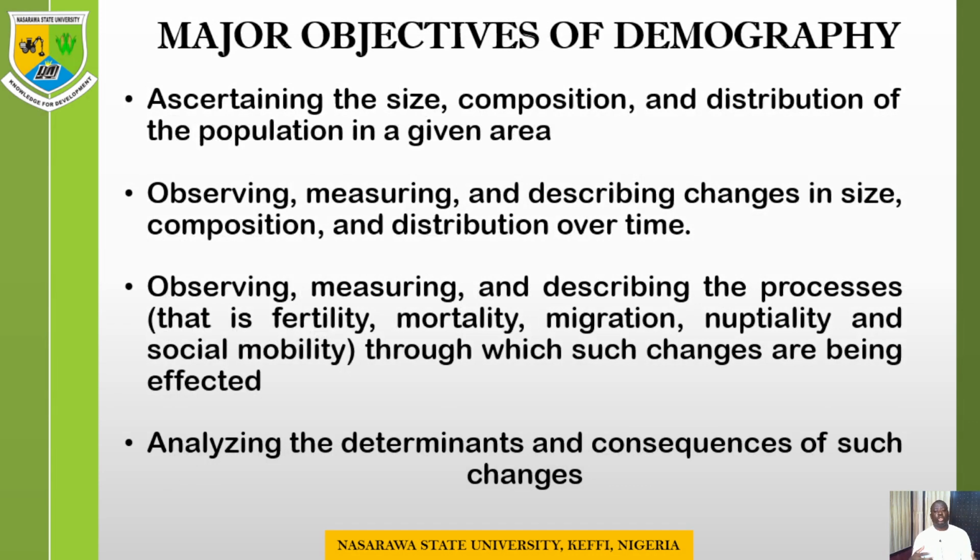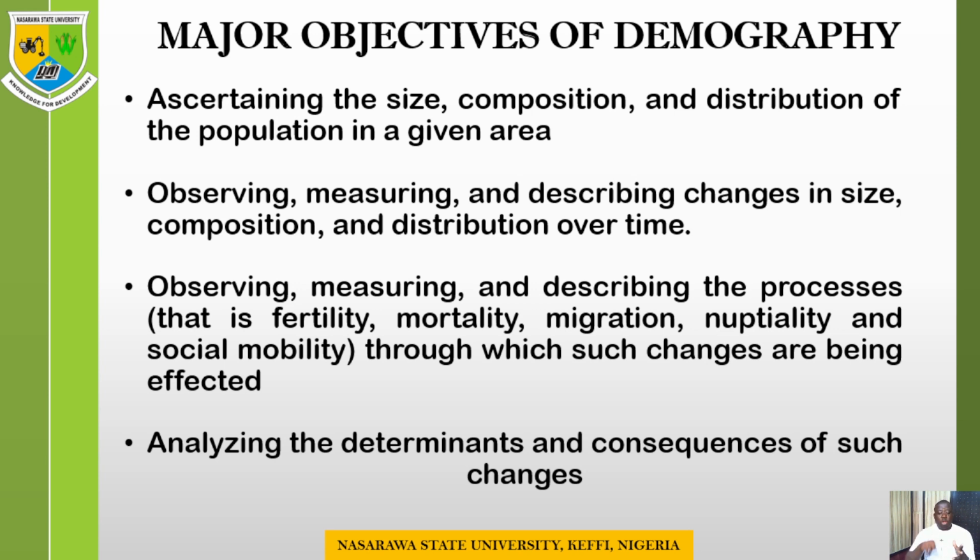Now, what are the major objectives of demography, or the major objectives of population study? The first one is to ascertain the size of the human population, the composition, and the distribution of population in a given time. So we are interested in ascertaining the size, the composition, and the distribution of the population in a given area.